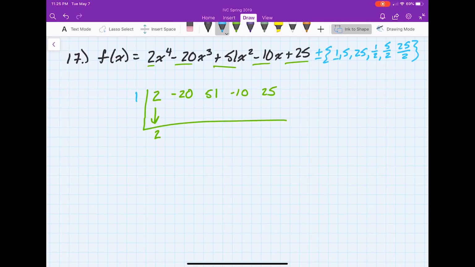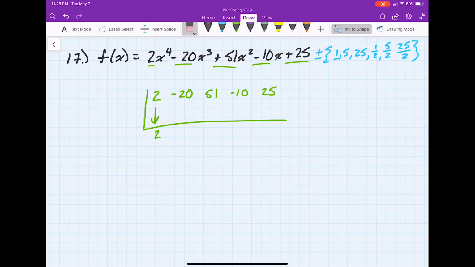So we'll do positive 1. There we go. 1 times 2 is 2. Add those together, we get negative 18. Multiply 1 times negative 18, we get negative 18. Then we are going to add those together, and we're going to come up with, what are we going up with? 33. Yep. So 1 times 33, and then we add those together, we're going to get 23, and then obviously this does not make a 0 at the end.